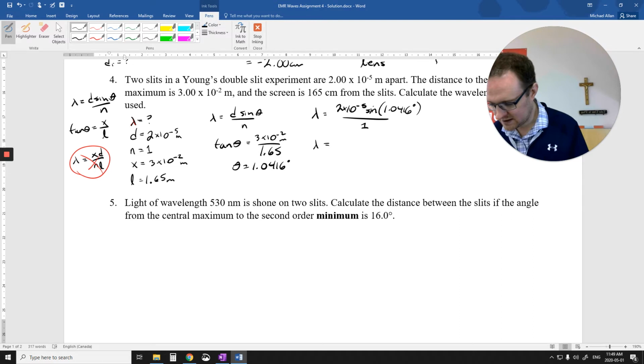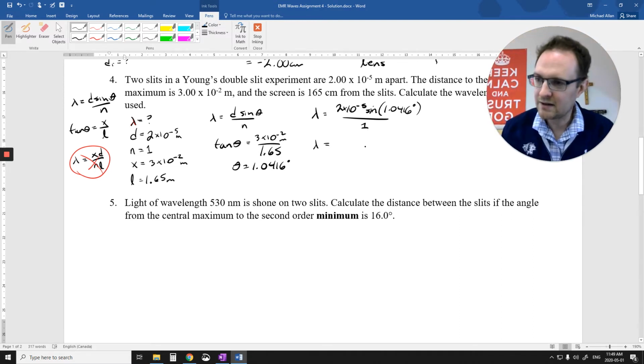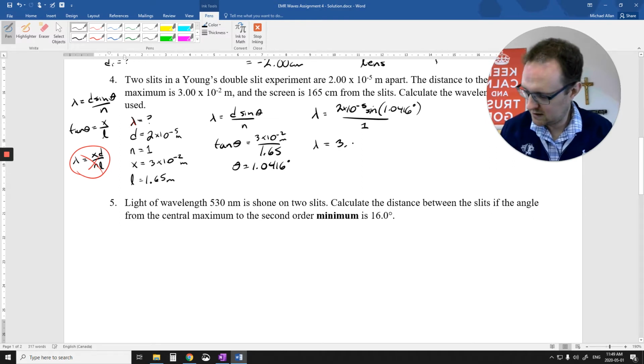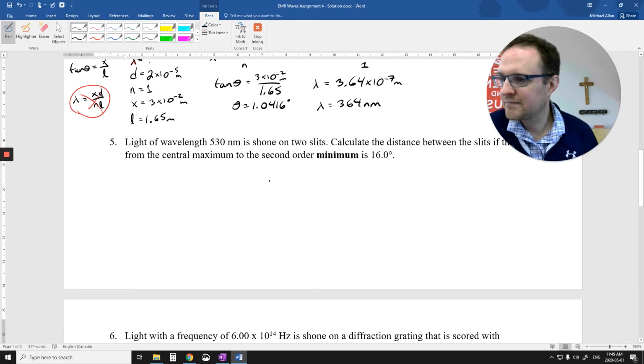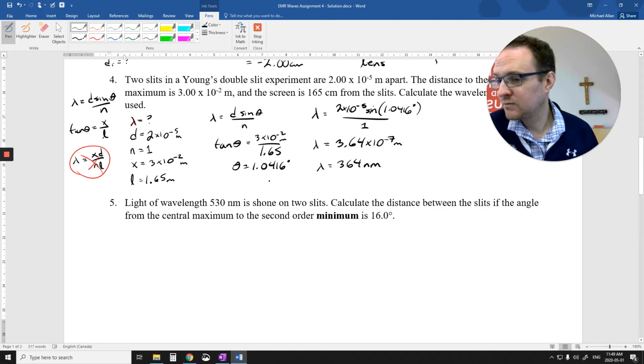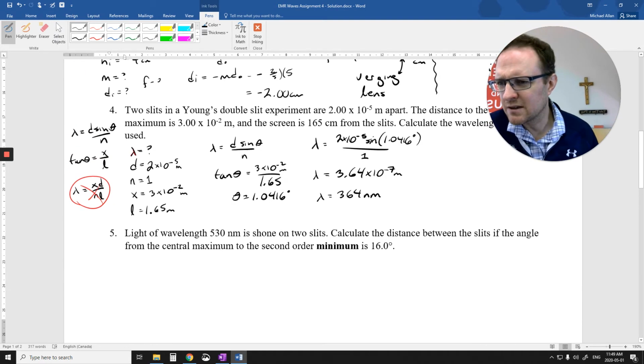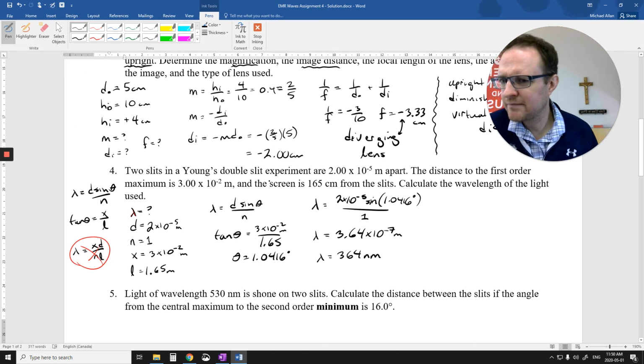Times my d value here, and I get a wavelength of 3.64, let's go 3 sig digs, times 10 to the negative 7 meters. I'm just going to change this to nanometers because that's a nicer way to communicate this. So 364 nanometers. Cool. Pretty good. That's all we need to find out and calculate the wavelength. Yeah, that's all I used.